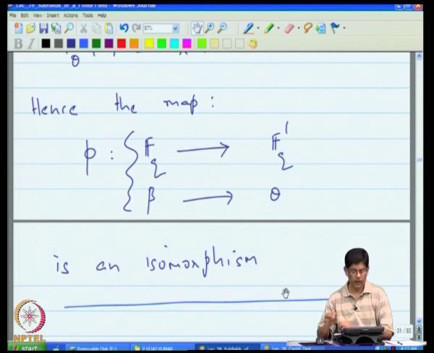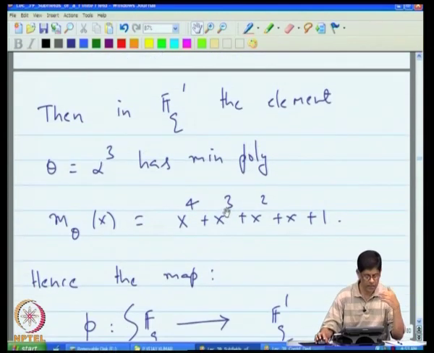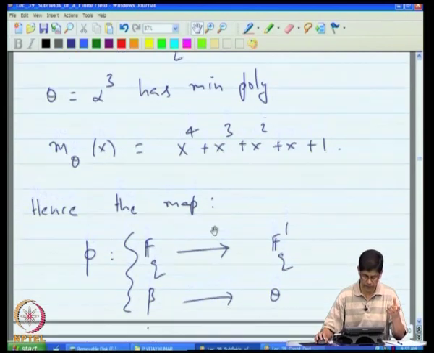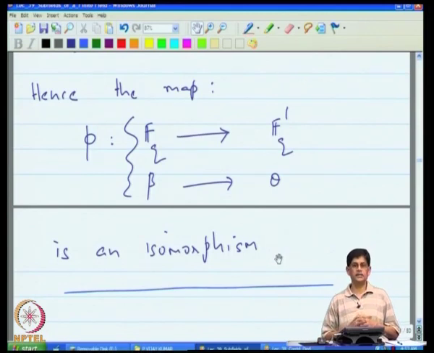Now what do you do next? Well, you just say, look, what you call beta and what I call theta are the same. Already we know that they have the same minimal polynomial. So why don't we try the map from F_q to F_q' in which we send beta to theta, and it turns out that that is an isomorphism. So the elements are really in one-to-one correspondence, and above that it also respects the field operations. So really the two fields are the same, except that what you call beta in one field is theta in the other. Apart from that, there really is no difference.